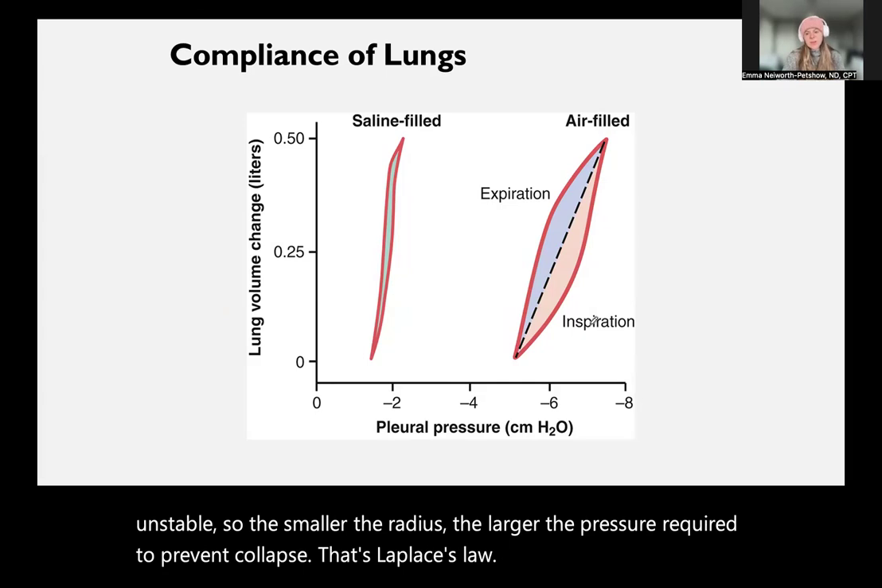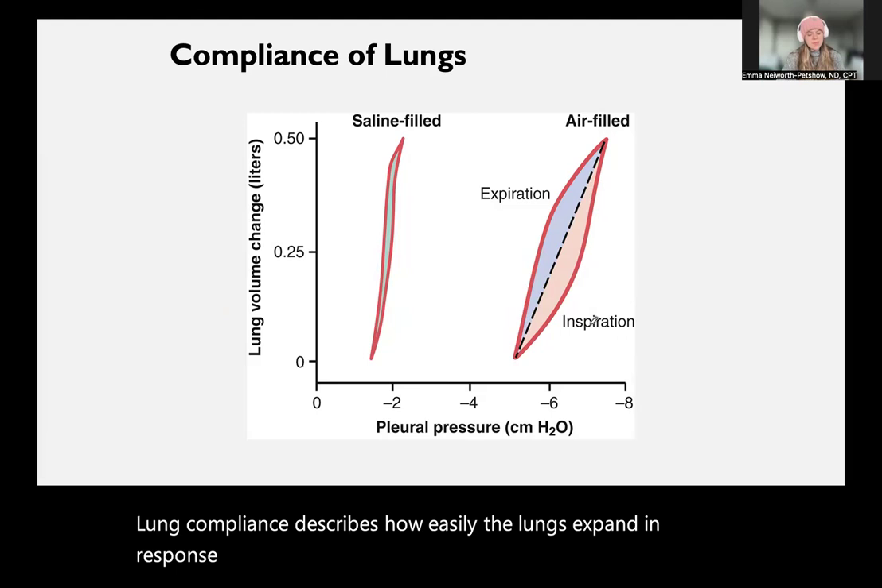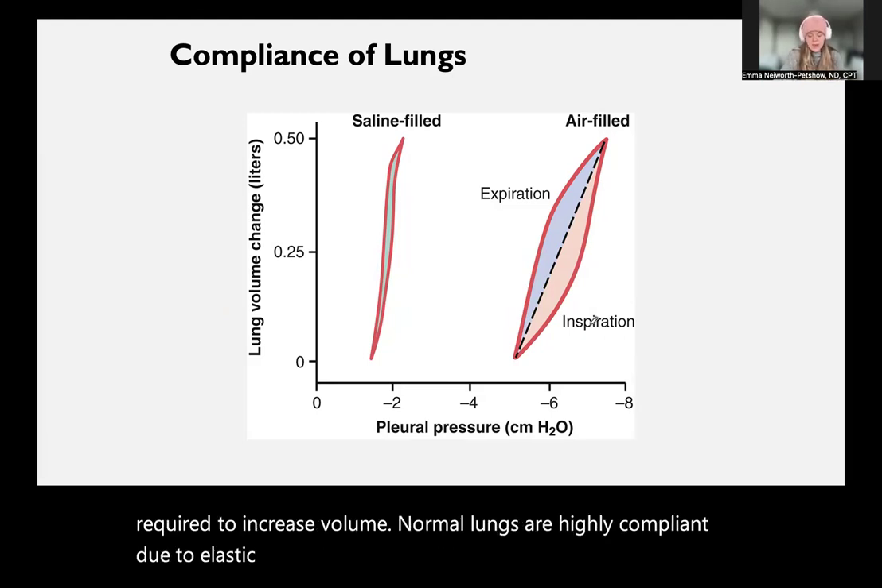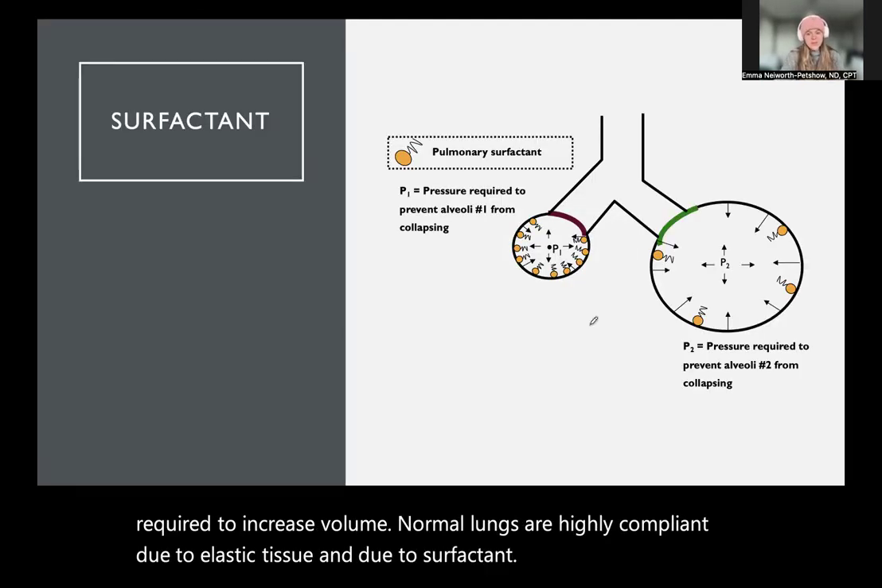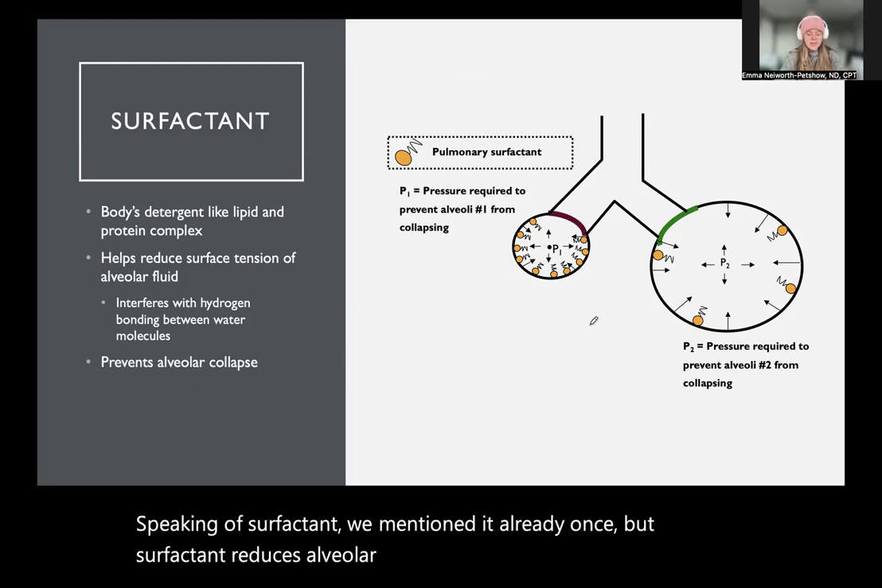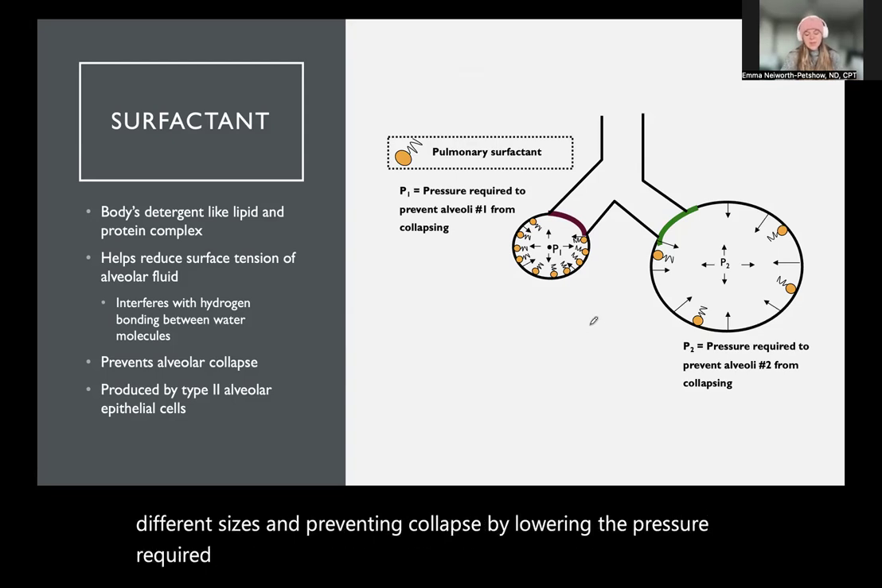Lung compliance describes how easily the lungs expand in response to pressure. High compliance means little pressure is required to increase volume. Normal lungs are highly compliant due to elastic tissue and due to surfactant. Speaking of surfactant, we mentioned it already once, but surfactant reduces alveolar surface tension, stabilizing alveoli of different sizes and preventing collapse. By lowering the pressure required to inflate alveoli, surfactant dramatically reduces the work of breathing.